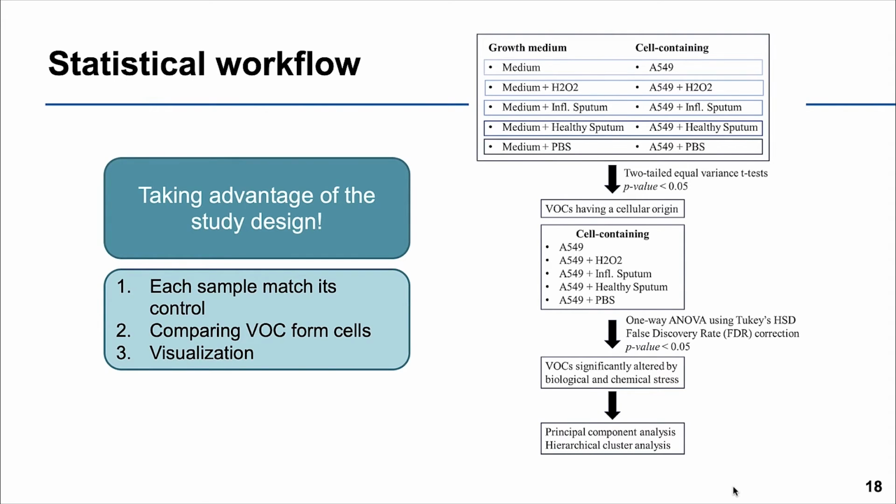And because of this design, we had an easy route for the data processing, because for each condition, we had multiple matching controls that were allowing us to remove signature coming from the sample. And by simple tests like one-way ANOVA and fold change, we were able to arrive at a list of compounds that were really produced by the tracing condition, that we could visualize using PCA and HCA.